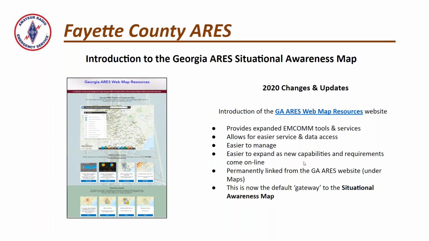It is permanently linked from the Georgia ARES website, and we'll take a look at that. And it is now what I consider to be the default gateway to get to the situational awareness web map. Let's take a look at that, okay?